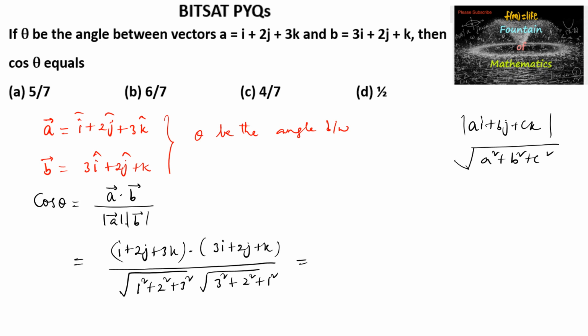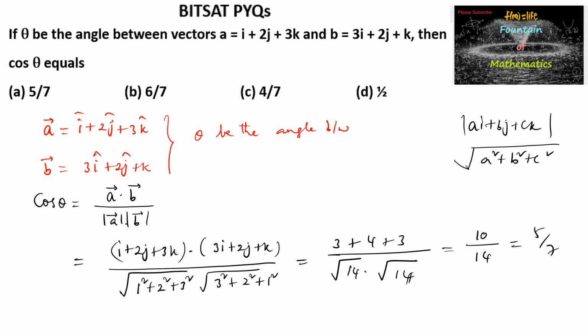So we can write here 1 into 3 plus 2 into 2 plus 3 into 1, divided by root of 9 plus 4, 13, plus 1, 14, into root of 9 plus 4 plus 1, 14. So 4 plus 3 is 7, plus 3 is 10, upon root 14 into root 14, which is 14. So we can write 2 5s are 10, 2 7s are 14, so 5 by 7. So cos theta value is 5 upon 7, which is option A.